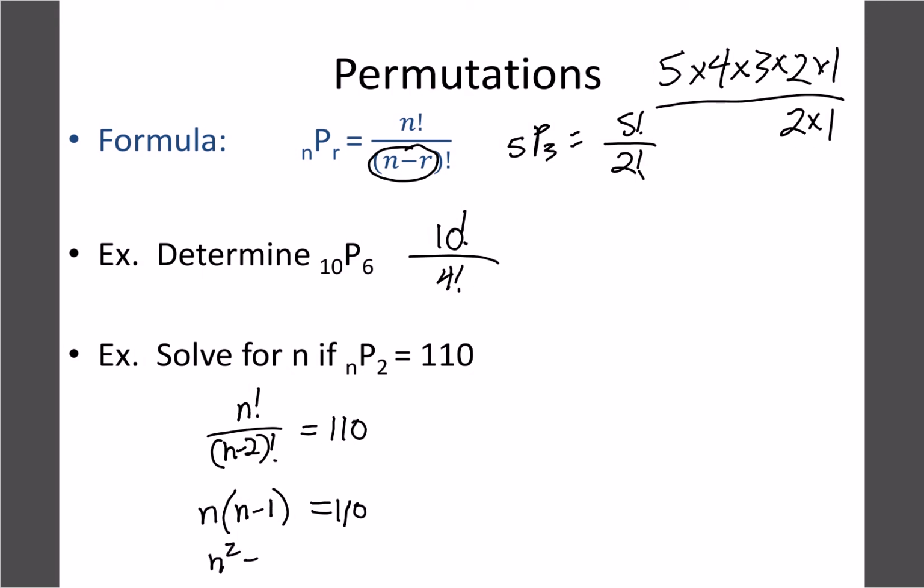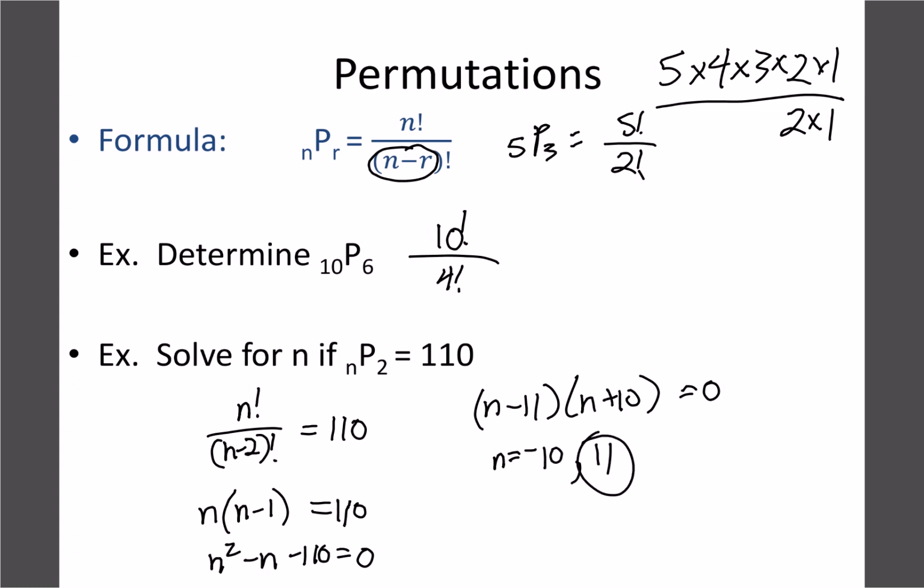n squared minus n minus 110 equals 0. And then we can factor that, so we'd have n minus 11 and n plus 10 would be our two factors. And so our answers would be 11 and negative 10. Doesn't make sense to have negative 10 items, so 11 should be our answer. So on your calculator, if you go 11P2, that should give you 110 for your solution.